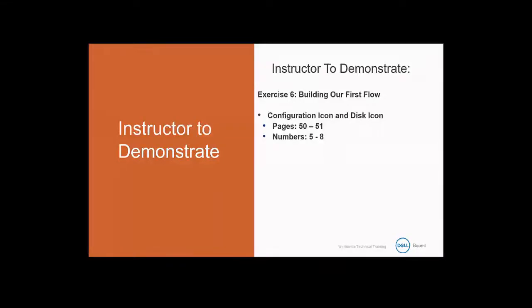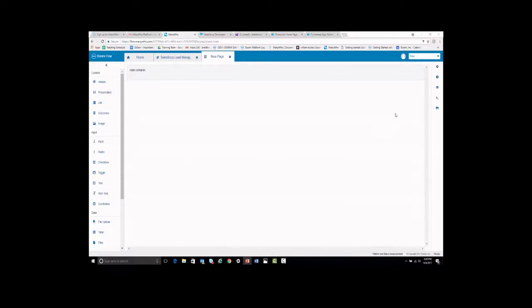Now this brings us to exercise 6. Again, we're going to be looking at pages 50 through 51 in the activity guide, numbers 5 through 8, where we will continue to utilize the configuration icon and disk icon now. Here we have the configuration icon in the right hand toolbar.